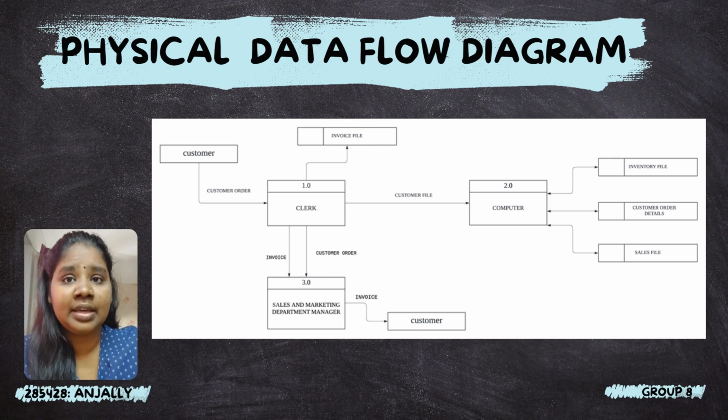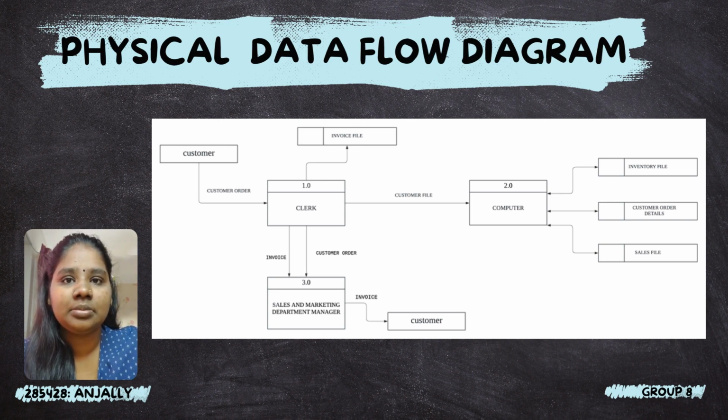Next, simultaneously, a computer represented as 2.0 in the diagram takes the customer's order information and stores it in a customer file. This is a database that keeps track of all customers' orders. Next, the computer also updates an inventory file, which keeps track of the store's inventory and is updated based on the items ordered by the customers.